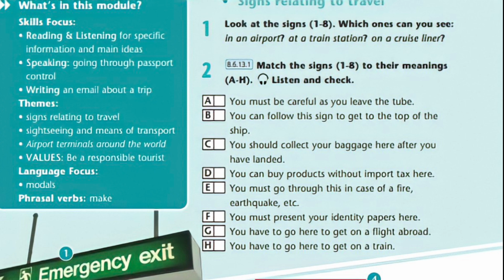E. You must go through this in case of a fire, earthquake, etc. F. You must present your identity papers here. G. You have to go here to get on a flight abroad. H. You have to go here to get on a train.